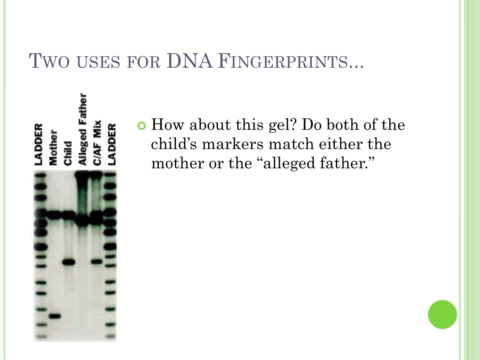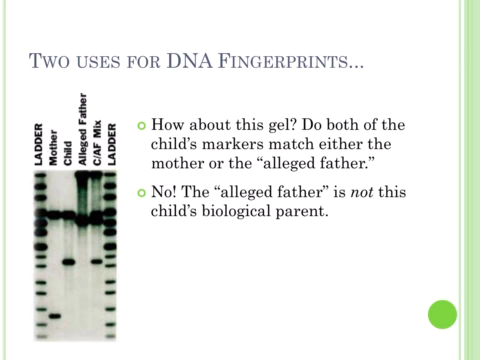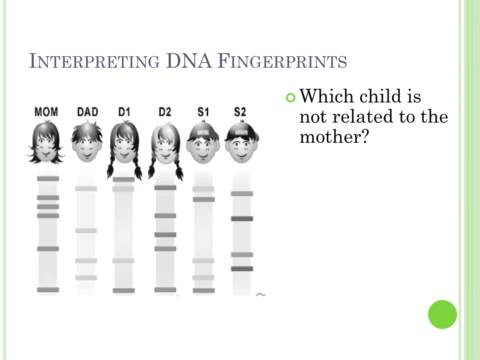In this case, we have the mother, the child, and the alleged father. But you'll notice the child's and the mother's upper band match, but that is slightly longer than the lower band of the alleged father. And if you look at the child-alleged father mix, it is 4 bands, which means that this is not the child's biological father.